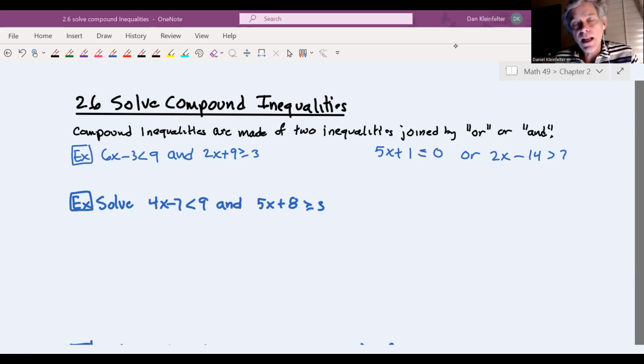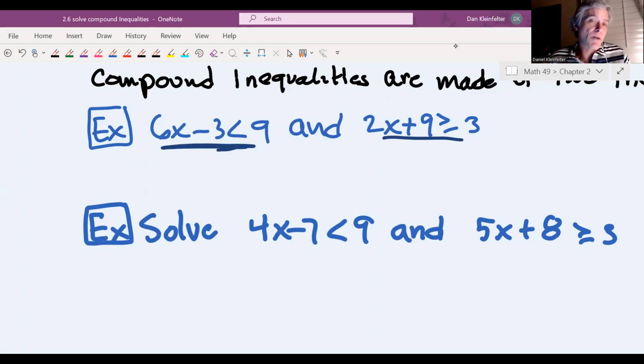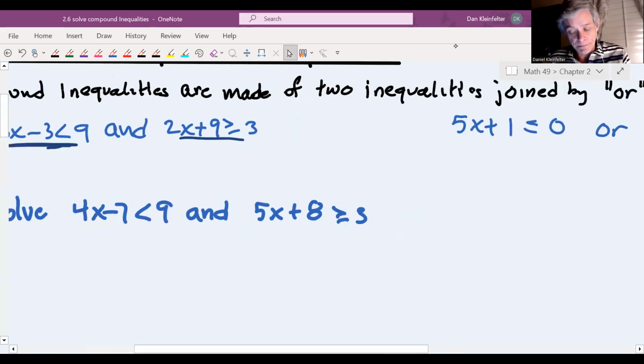A compound inequality is made out of joining together two inequalities using the word and or. For example, if we have 6x minus 3 is less than 9 and 2x plus 9 is greater than or equal to 3, that is an example of a compound inequality. Going forward, you want to look at something like that not as two separate problems, but instead as one problem consisting of two parts. When we say we're going to solve that, we want to find the x values that satisfy the first part and the second part. So we have to have x values that satisfy both of the two inequalities.